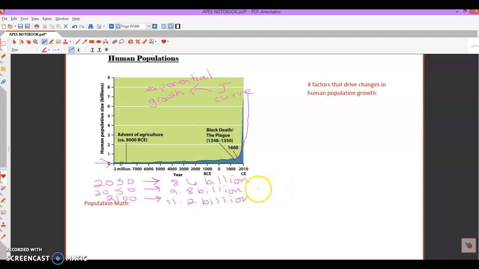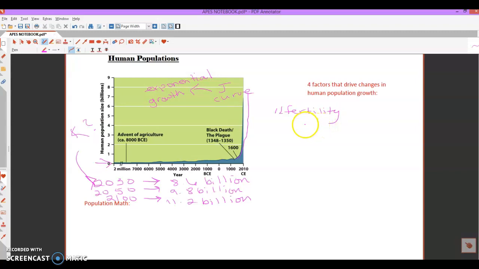So the question becomes, have we reached the current carrying capacity for humans on the planet? And which one of these years is going to be the carrying capacity for humans? Okay, that's a K, y'all. Remember, K is for carrying capacity. All right? So we look specifically at 4 factors that drive changes in human population growth. Well, the first one is obviously having babies, so we call that fertility.